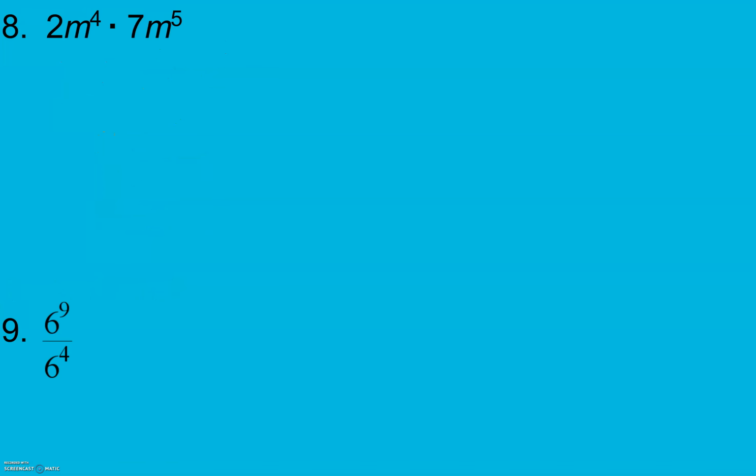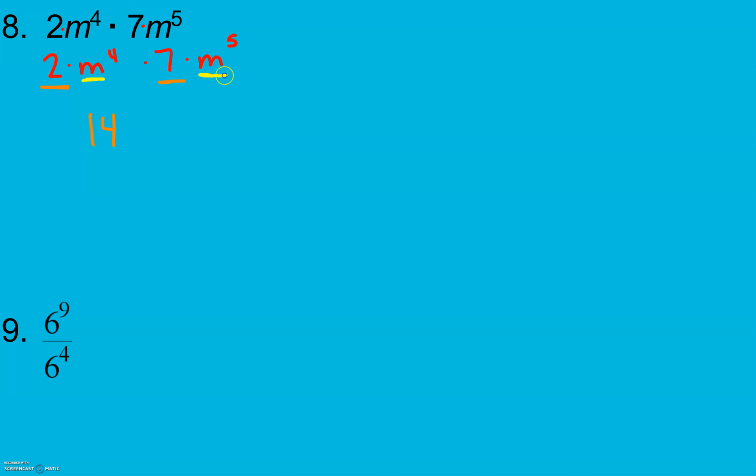Give 8 a try, please. Here I have 2 times m to the 4th times 7 times m to the 5th. Don't forget that those coefficients are just being multiplied, so we can treat them like their own individual factors. 2 times 7 is 14.